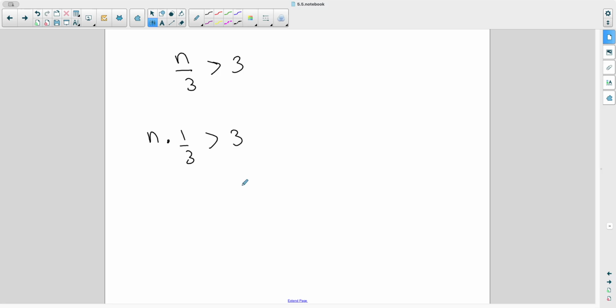I'm trying to introduce you to a little bit higher level concept with division. Division is just multiplying by a fraction. When we get rid of a division, how do we get rid of it? We multiply it by our reciprocal, which in this case is 3. What I do to one side, I do to the other.